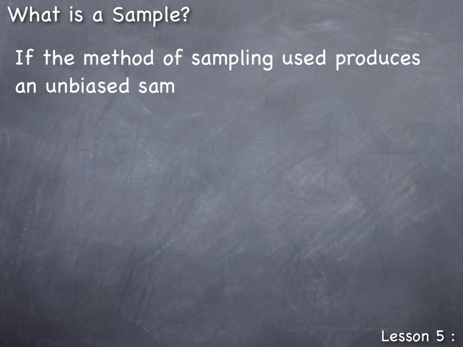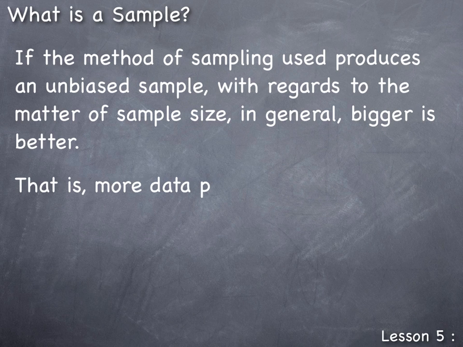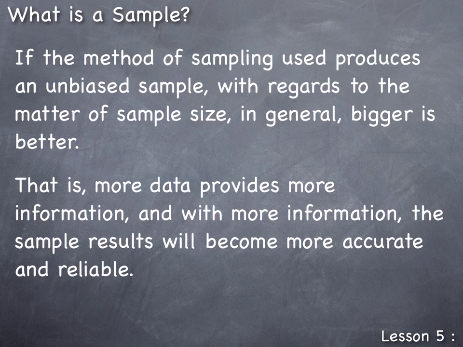If the method of sampling used produces an unbiased sample, with regards to the matter of sample size, in general, bigger is better. That is, more data provides more information, and with more information, the sample results will become more accurate and reliable.